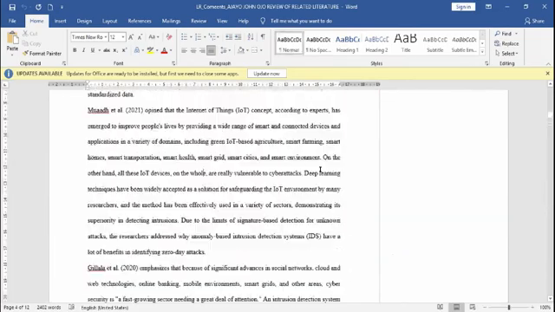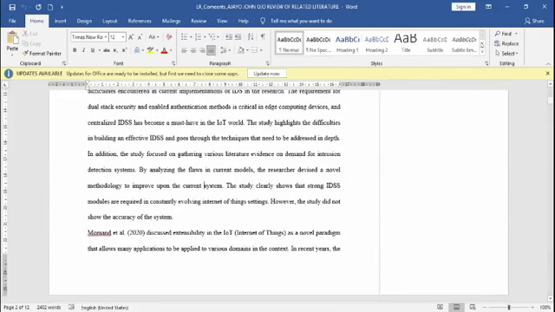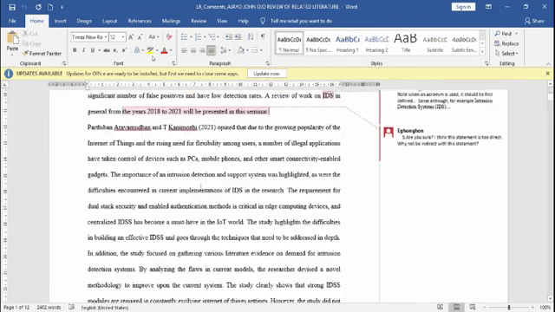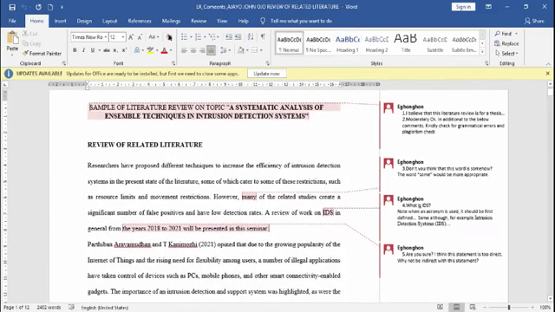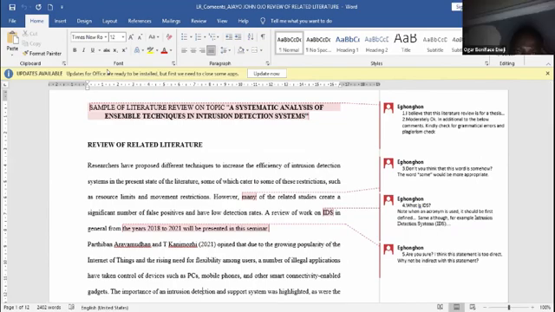Let me move this so that I can see the comment from this side. The 5th comment I talked about, he also used another very authoritative statement. He said a review work on IDS general form from the year 2018 to 2021 will be presented in this seminar.